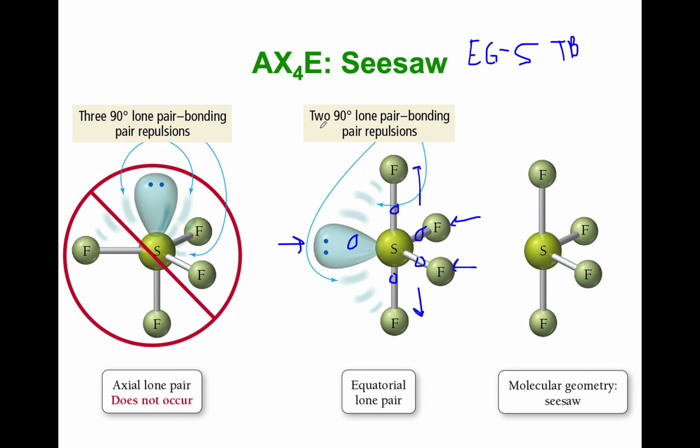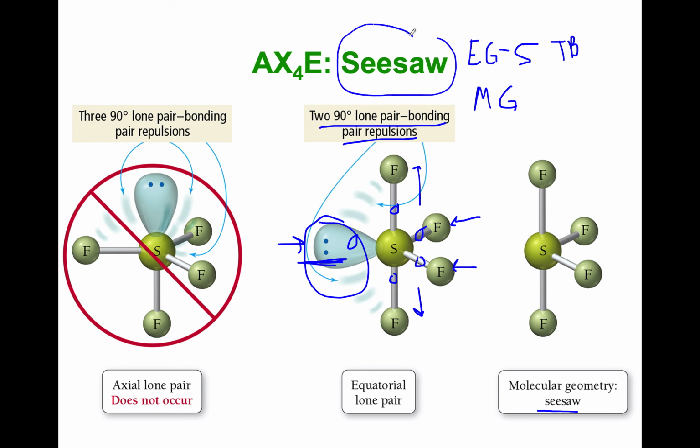So if you have 2 lone pairs at 90 degrees bonding, that's a greater repulsion. Okay, so what we're saying is that the lone pair are not going to go in the axial position. The lone pair are going to go in the equatorial position. So it gives this real odd looking shape of seesaw. So electron geometry, trigonal bipyramidal, molecular geometry with 1 lone pair goes in the equatorial, it gives you seesaw. Okay, so it does not over here go in the axial position.